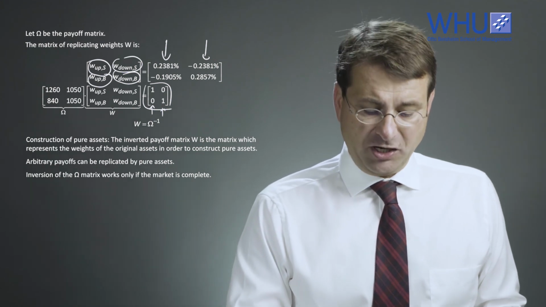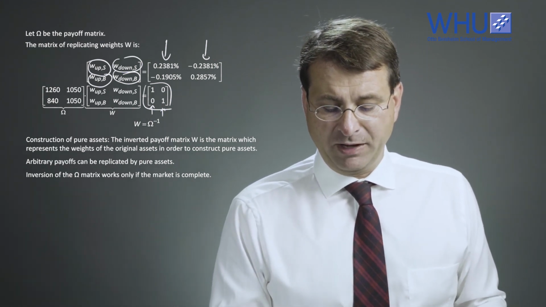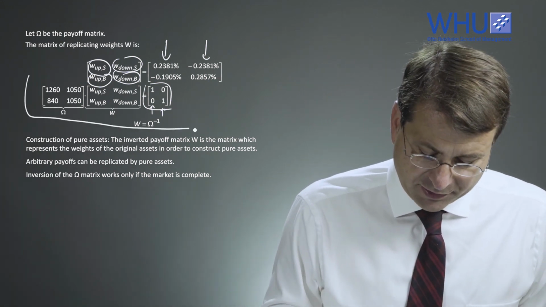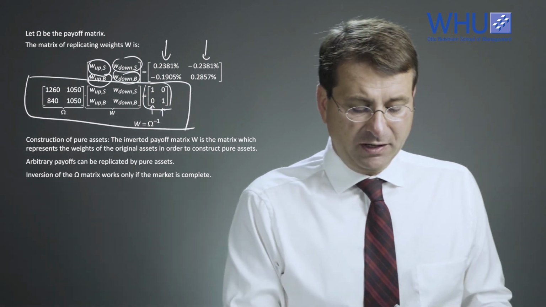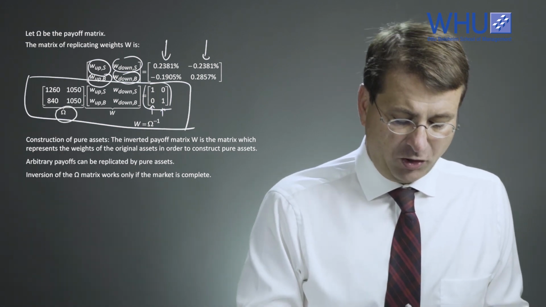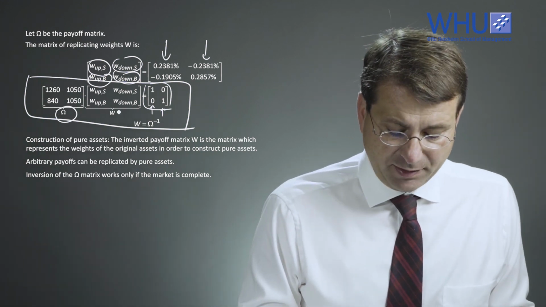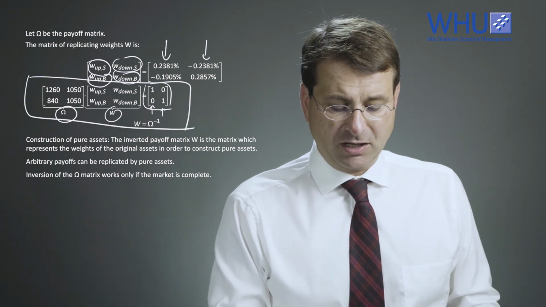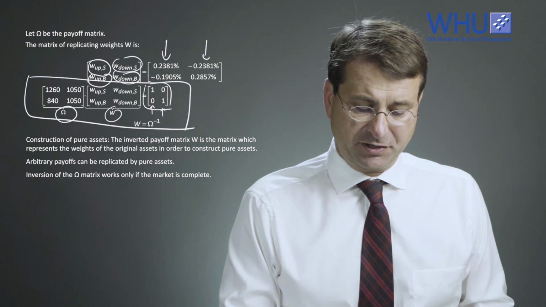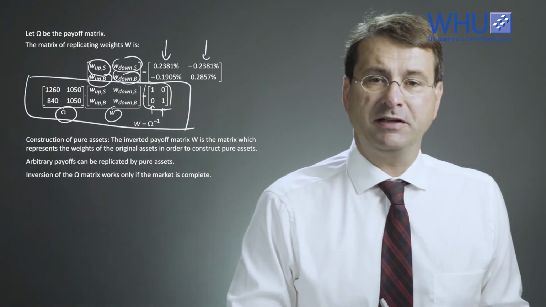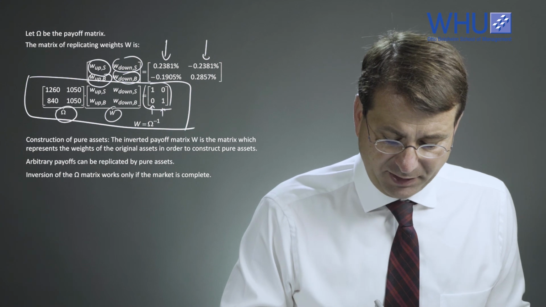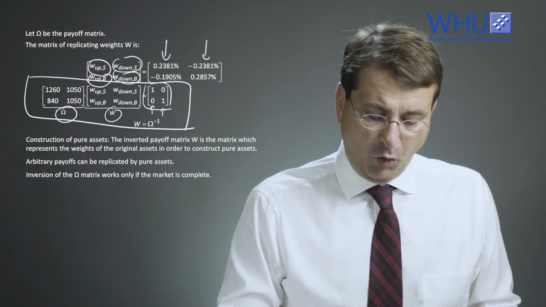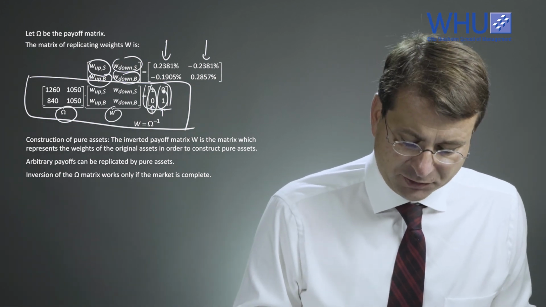In other words, we have a system of equations consisting of 4 equations, and this is the system of equations which has to be solved, namely the payoff matrix, which we call omega, times the matrix of the weights of those stocks and bonds which replicate the pure securities. That is supposed to be the unity matrix. So here we have the identity matrix, and the identity matrix simply indicates that we are talking about two pure securities, one which pays 1, 0 and one which pays 0, 1.